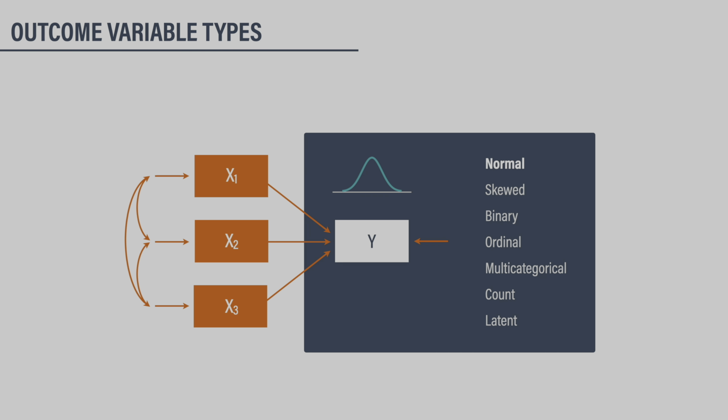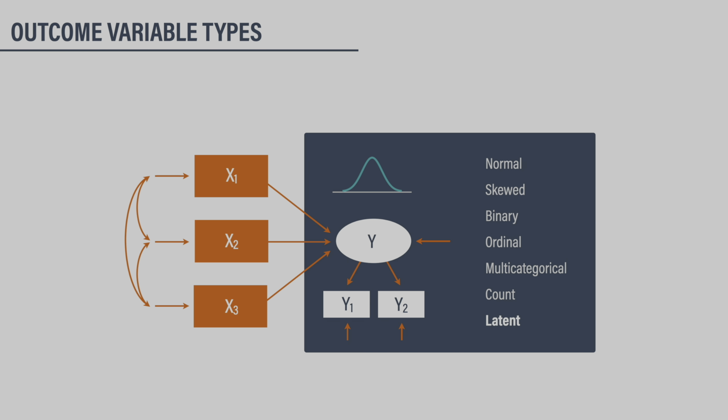Blimp allows for a variety of different variable types. Continuous outcomes can be normal, positively skewed, or negatively skewed. Discrete metrics include binary, ordinal, multi-categorical nominal variables, and count variables. These outcome types are available for both single-level and multi-level regression models with up to 3 levels. You can also have multiple indicator latent variables as outcomes. In this video, I'll focus on manifest variables, and I'll take up latent factors and path models in another video.